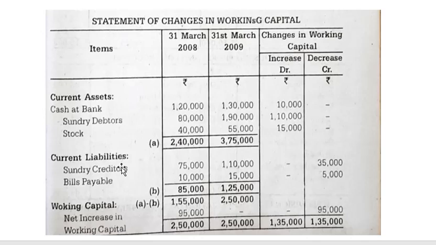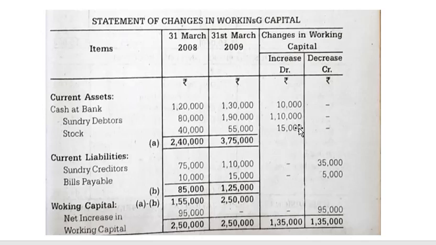Then current liabilities. We have two items here, creditors and bills payable. Write the amount. Now in the current liabilities the rule is just the opposite. When there is an increase you have to write in the decrease column. The reason is when there is an increase in current liabilities, it means you have to keep more working capital in the organization. So you have to change the policy, and they have to decrease their working capital. That's why it is decreased.